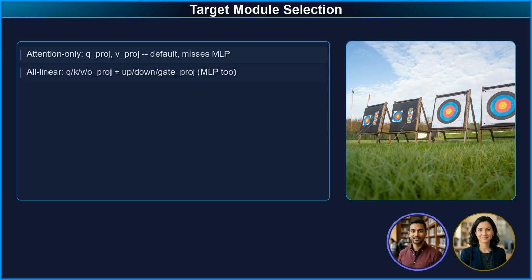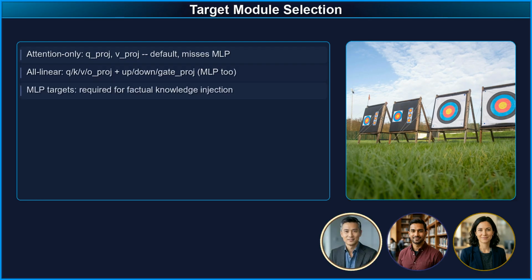The all-linear strategy targets Q_proj, K_proj, V_proj, O_proj in the attention block, plus up_proj, down_proj, and gate_proj in the MLP block. Unsloth's benchmarks show this configuration consistently outperforms attention-only on instruction-following quality metrics with less than 20% additional training memory.